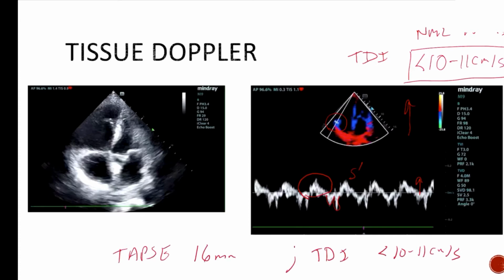Now, the reason why I give you a little bit of ranges here is depending on the textbook that you look at, you're going to see a little bit varying numbers. So you may see 16 or 17 or 18 in TAPSE, and you may see anywhere from 9 to 11 for your tissue Doppler. So that's why I give you a little bit of range, but try to remember 10 and 16. Those are going to be your numbers that you're going to see mostly on your test.